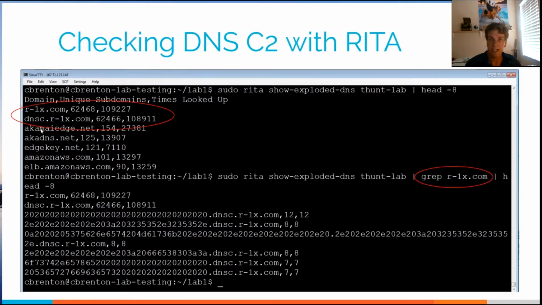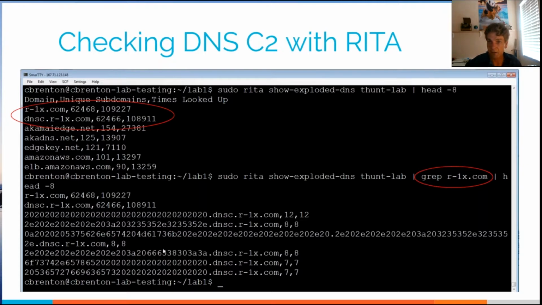And then after that, I can quickly see Akamai Edge. These start making sense. Akamai Edge with 154 hosts, yeah, that makes sense. ACDNS.net, 125 hosts, yeah, that makes sense as well. So the rest of these look okay. That first one though, yeah, that looks like C2 over DNS. That looks like something we need to pay attention to.